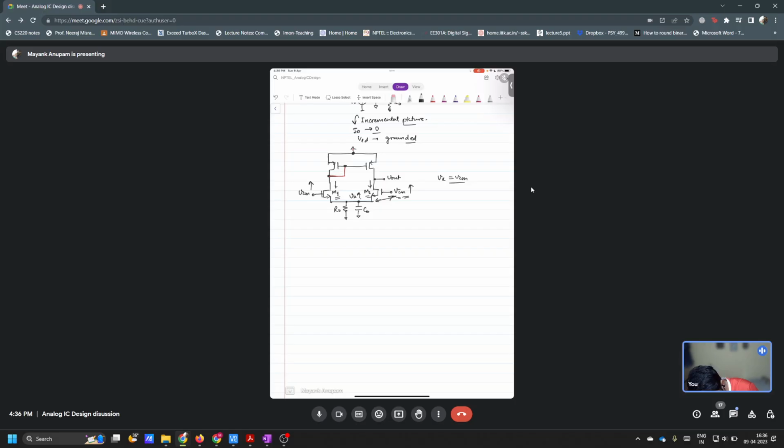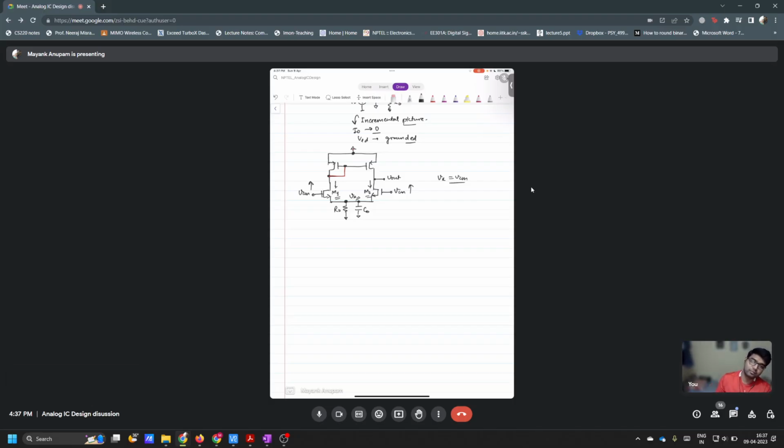Because when Vx is equal to VCM, that means if VCM is increasing, Vx is also increasing, and Vx is the voltage across a resistor. So if Vx is changing, the current through the resistor will change, right? Yes, sir. So definitely some current is going to flow here, but according to your argument, no current can flow through M2 or M1. That is simply a contradiction, right? So definitely Vx cannot be equal to VCM.